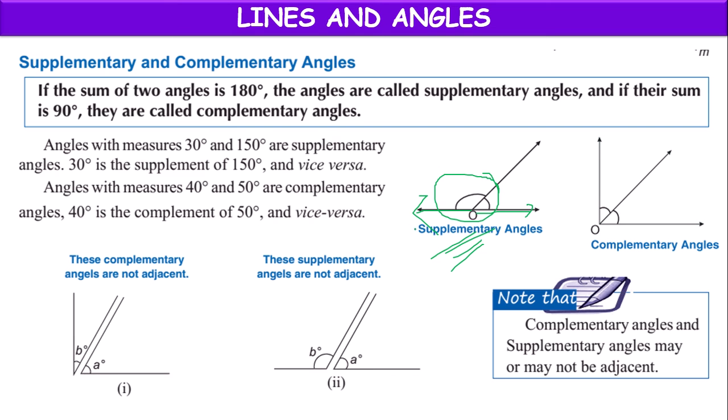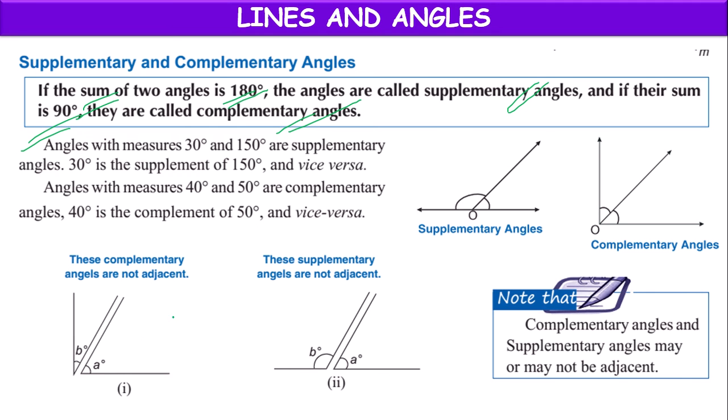Sorry, children. They may or may not be adjacent, because if the sum is 180 degrees, then they are called supplementary. If the sum is 90 degrees, they are called complementary.